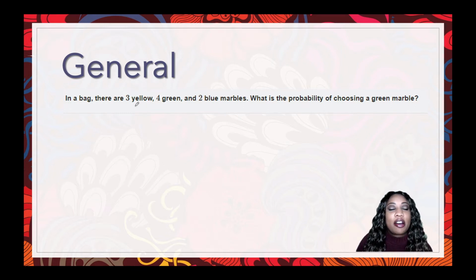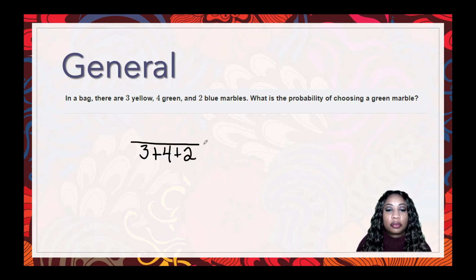In a bag, there are 3 yellow, 4 green, and 2 blue marbles. What is the probability of choosing a green marble? So first we want to see how many total marbles we have. So 3 plus 4 plus 2 is our total number, and we have 4 green marbles. So that's going to give us 4 over 9.